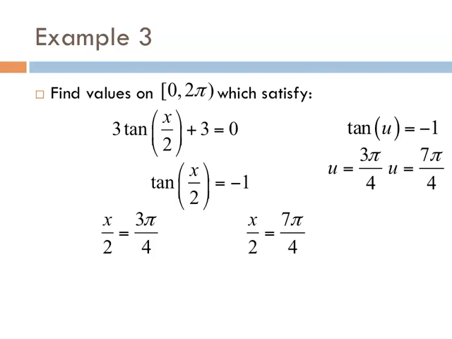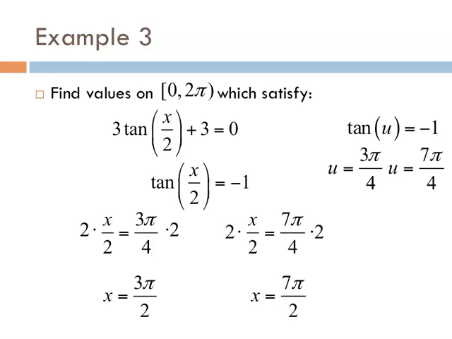Now, we're going to solve for x, so if you multiply both sides by 2, to get x by itself, we have x equals 3 pi over 2, and over here, if we multiply both sides by 2, we end up with x equals 7 pi over 2. Now look back at the problem. You were trying to find values between 0 and 2 pi. The way that we've gone about solving this has been the same.